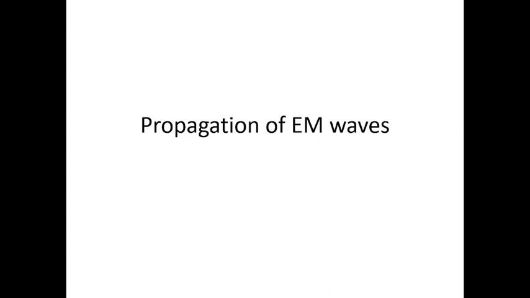Hello everyone. In this class, we are going to discuss propagation of radio frequency electromagnetic waves in free space. The basic elements of a communication system are transmitter, receiver and channel. In order to send the information from the transmitter to the receiver, the channel may be a cable or it may be free space.